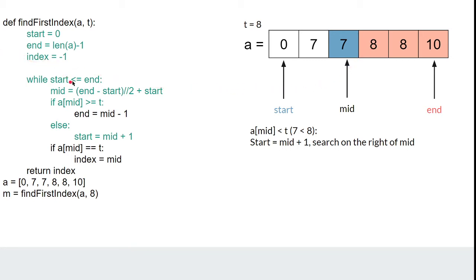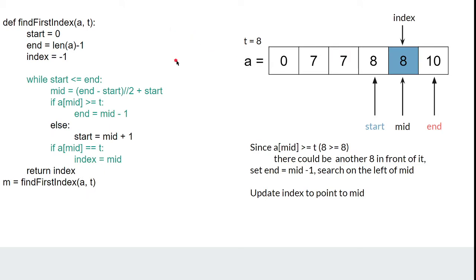So we have a while loop that keeps going until start is bigger than end. And then we make mid the middle value, so mid would be pointing at 7, and since 7 is smaller than 8, you search to the right side of mid by making start mid plus 1.